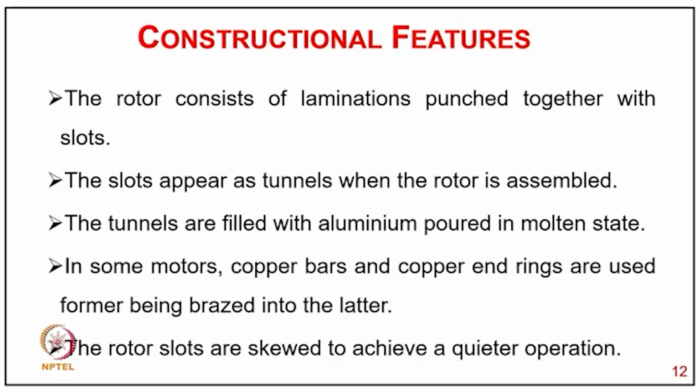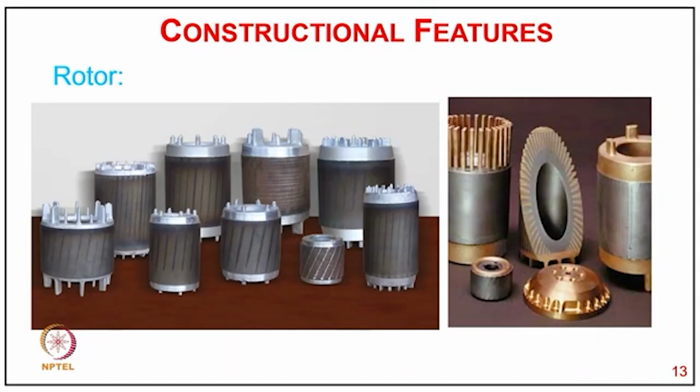The rotor consists of laminations punched together with slots, and the slots appear as tunnels when the rotor is assembled. The tunnels are filled with aluminum poured in molten state, which we call the die casting process. In some motors, copper bars and copper end rings are used, and the rotor slots are skewed to achieve quieter operation and to avoid phenomena like cogging and crawling. Now you can see a number of rotors with the aluminum die casting.